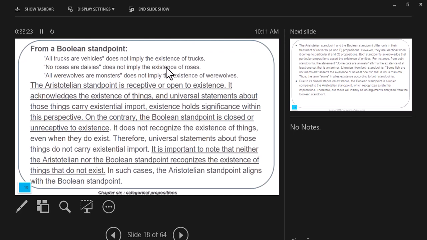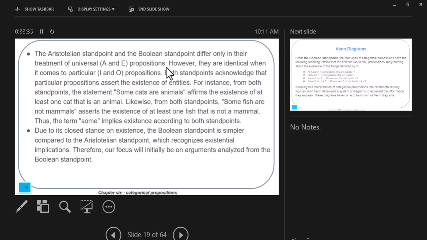It's important to note that neither the Aristotelian nor the Boolean standpoint recognizes the existence of things that do not exist. In such a case, the Aristotelian standpoint aligns with the Boolean standpoint. So the only point of difference is with regards to what? A and E propositions. Both Aristotle and George Boole agreed on what? I and O propositions, right? You don't have to worry about the I and O propositions. So all you have to do is to investigate the A and E propositions and whether they talk about something really concrete, living entity, or an imaginary item, right?